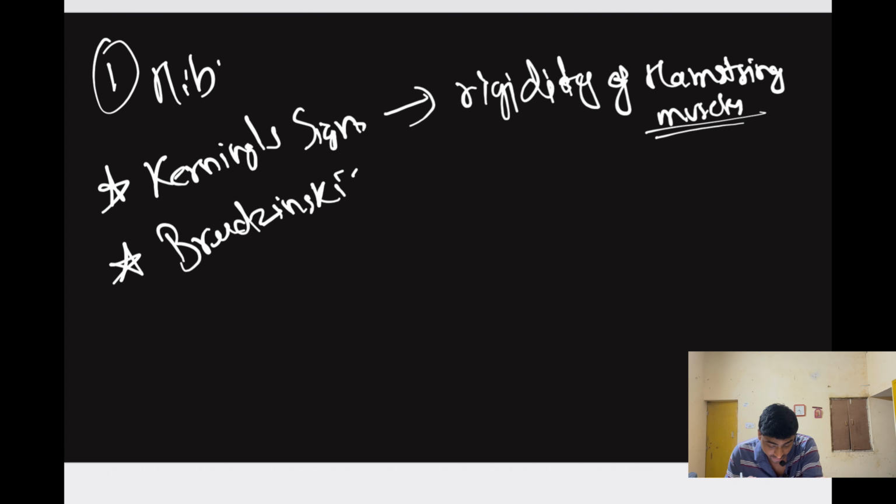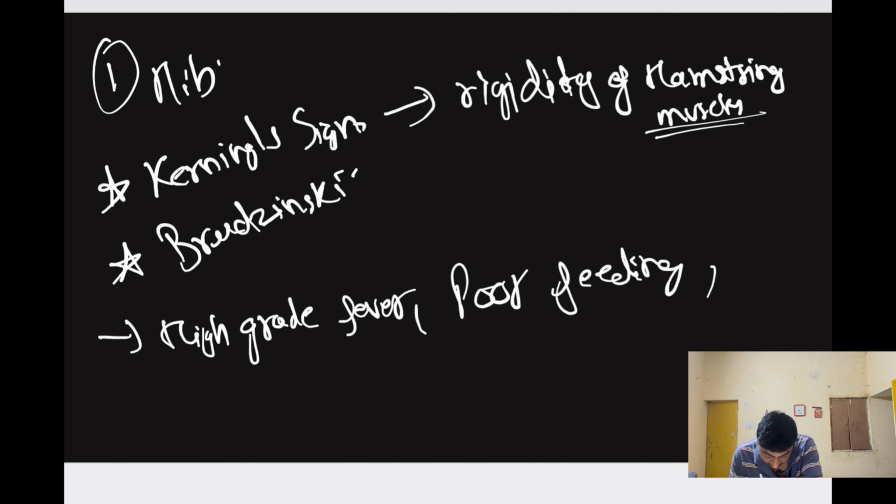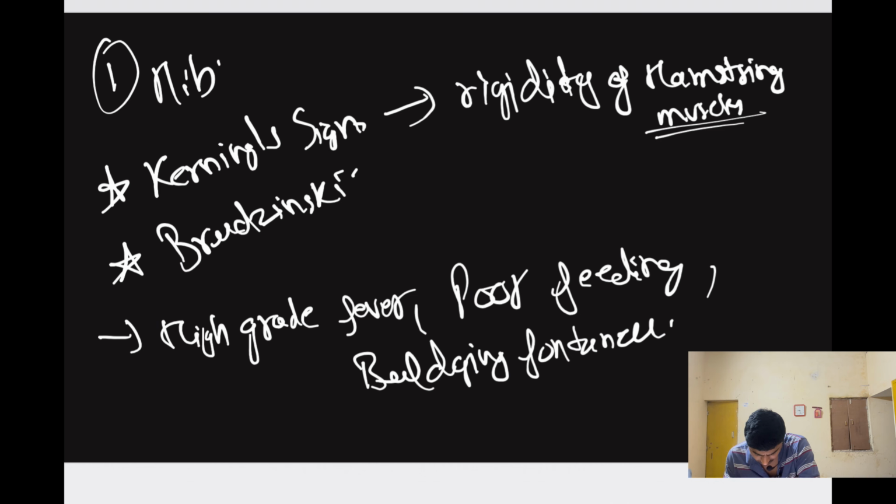Now, the important clinical manifestations in case of infants: we have seen there is the presence of high-grade fever in infants. They have poor feeding, and the important feature is the bulging fontanelle. And we have also learned about the complications of acute bacterial meningitis.